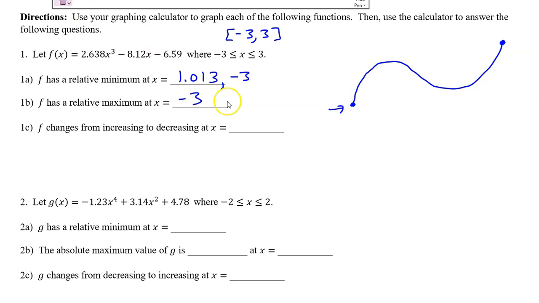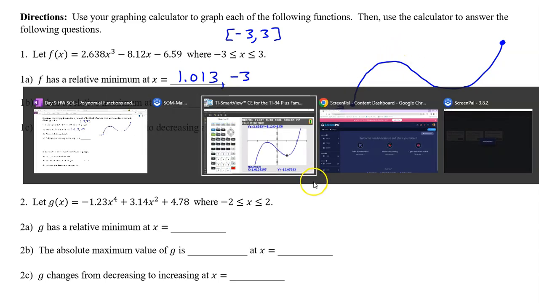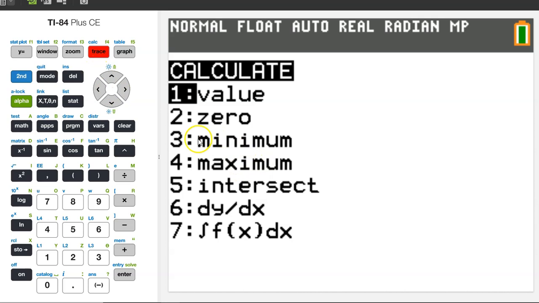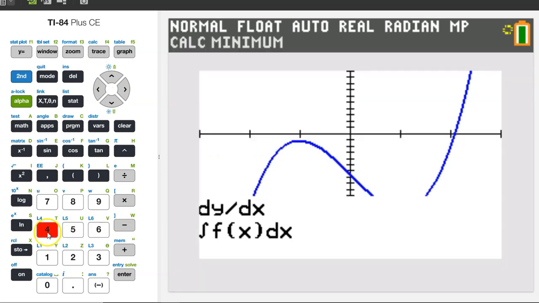And then we need to find the x-coordinate of the relative maximum. So back to the calculator. And we see a relative max right about there. Let's do second trace max, so we'll choose option 4.